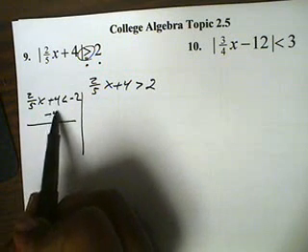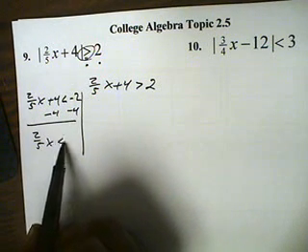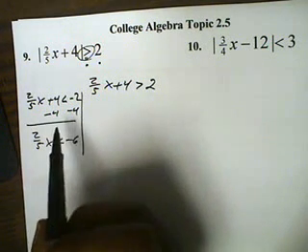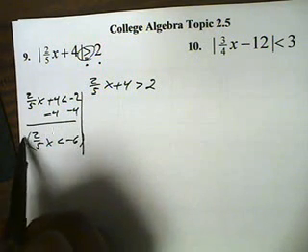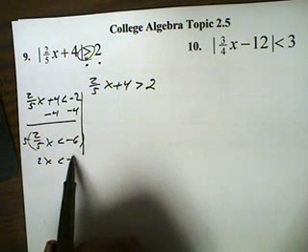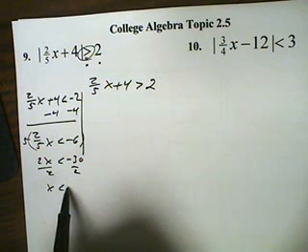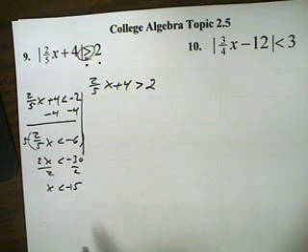So for this, I'll subtract 4 from both sides, and I'll get 2/5 x is less than negative 6. From here, I'm going to multiply both sides by 5, and I'll get 2x is less than negative 30. I'll divide both sides by 2, and I'll get x is less than negative 15.